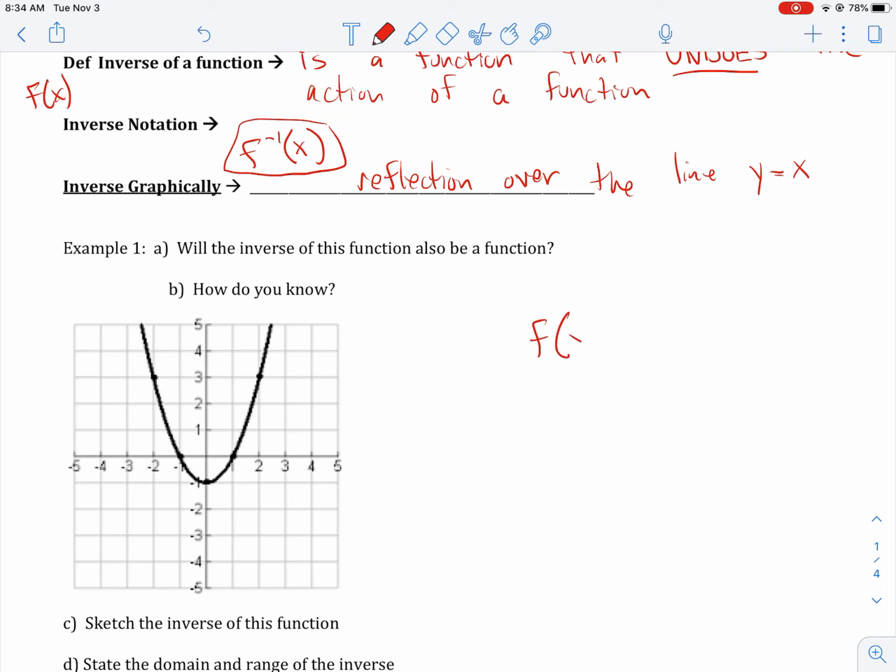The best example of an inverse function: here's the function f of x, and its inverse is actually x squared. We've seen this before when doing the Pythagorean theorem. In order to solve this, you had to take the square root. What you're doing is undoing that original function.